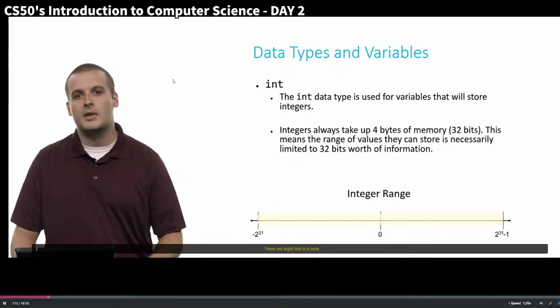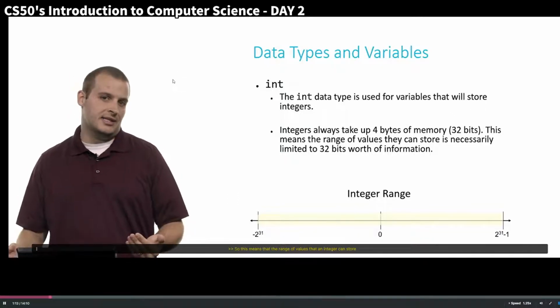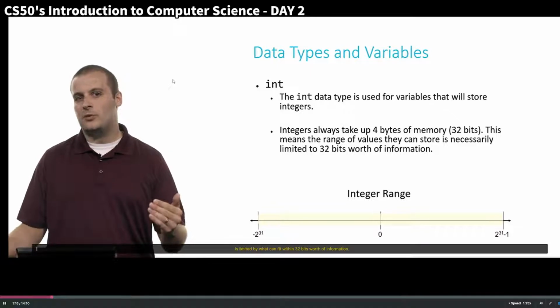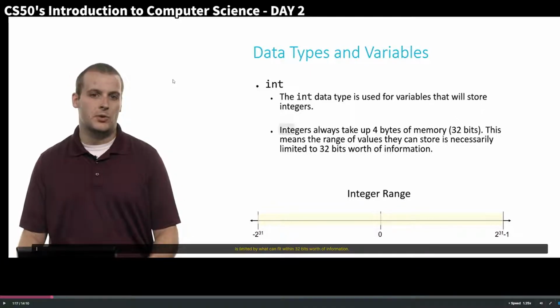There are 8 bits in a byte. So this means that the range of values that an integer can store is limited by what can fit within 32 bits worth of information. Now, as it turns out, it was long ago decided that we would split up that range of 32 bits into negative integers and positive integers, each getting half of the range.